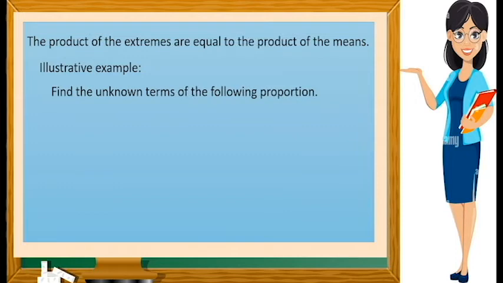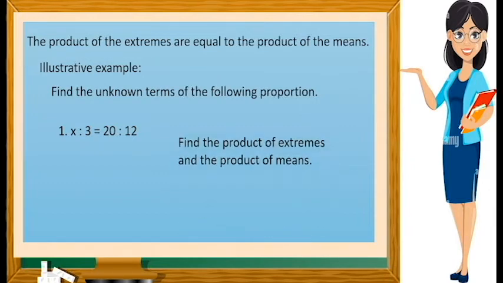Find the unknown term of the following proportion. x is to 3 is equal to 20 is to 12. Find the product of the extremes and the product of the means. So that is x times 12 is equal to 12x, and 3 times 20 is equal to 60. So solve for the value of x. So x now is equal to 5.